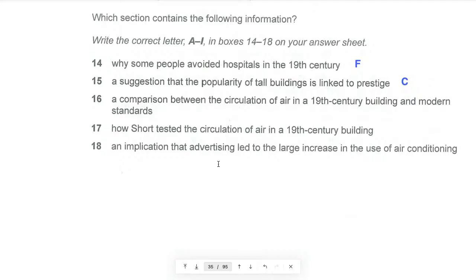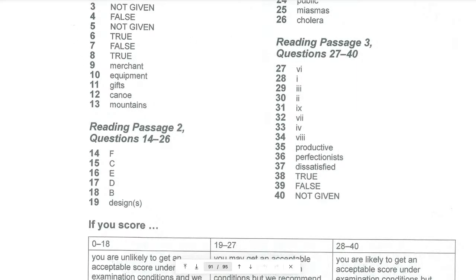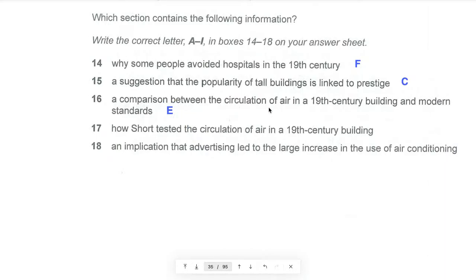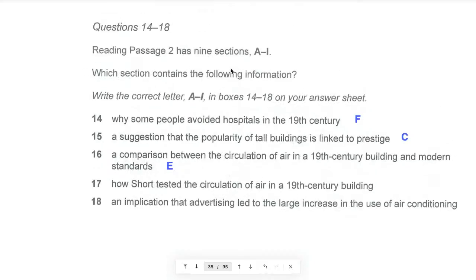A comparison between the circulation of air in the 19th century building and modern standards. And the answer is E, right? Okay. So that means a comparison between the circulation of air in the 19th century building and modern standards. They compare the circulation of air in those two types of buildings, the 19th century building and the modern one. Okay? The answer is E.